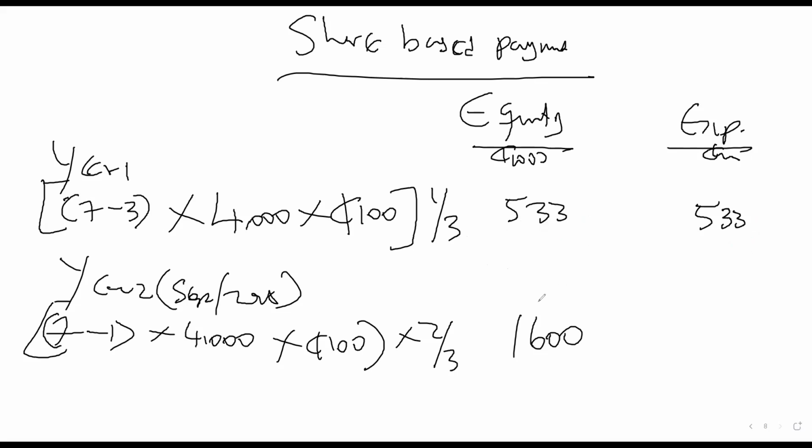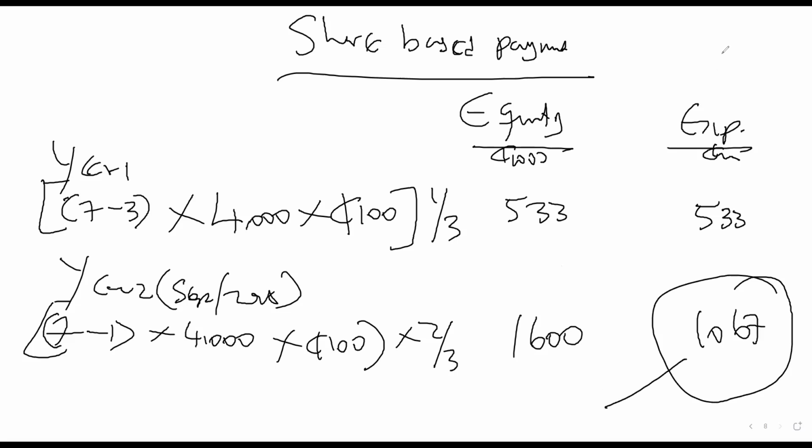So you compare. What is the difference? 1,600 less 533, so 1,067. This figure goes to the expenses. You add it to admin expense. That's all. That is all about this note, so the share-based payment note.